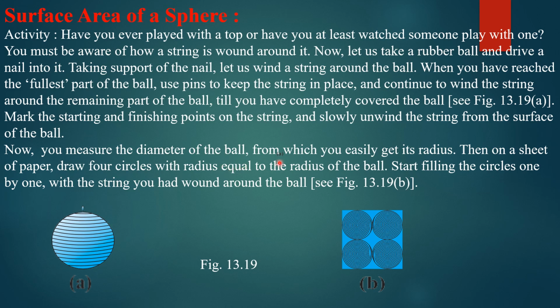Okay, my children, from which you can easily get its radius. If you find the diameter of the ball, automatically you can easily find the radius of the ball. Then on a sheet of paper, draw 4 circles with radius equal to the radius of the ball.